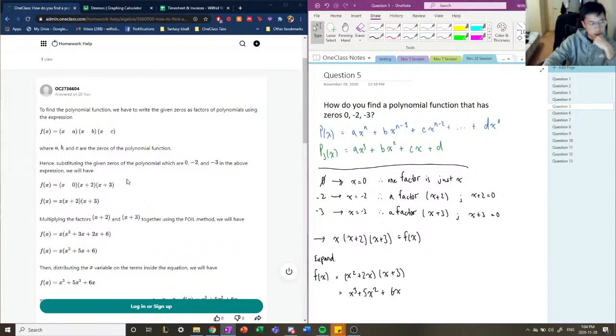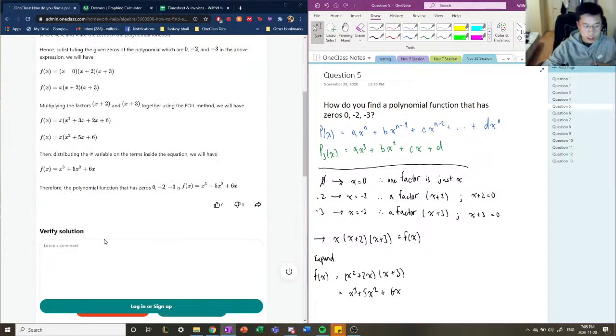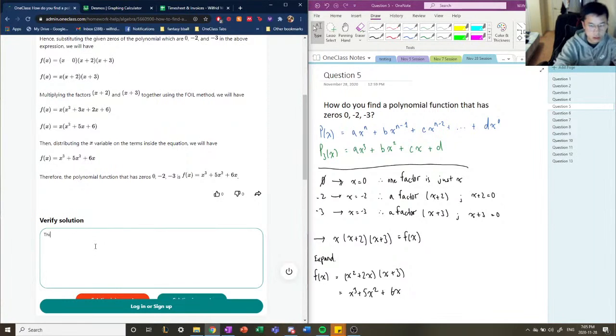So the junior tutor also used that line of thinking. They found out that the zeros correspond to factors. They noticed that there are 3 zeros, so that means there have to be 3 factors that correspond to these zeros. Then they plugged in their zeros here, and they figured out that their factors are x, x plus 2, and x plus 3. They expanded it all together, and they finally got x cubed plus 5x squared plus 6x, which is correct. Good work.